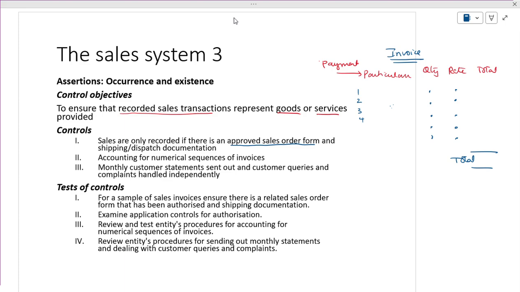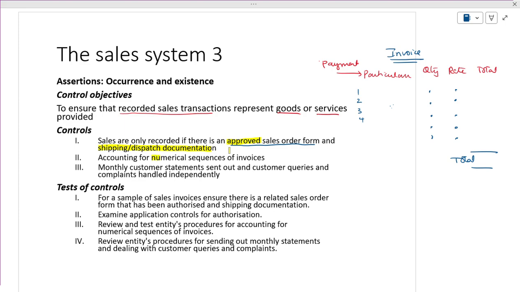What are the controls? You will record only those sales which have been approved. That means once you are entering the data, the person who is entering it will see whether it has been approved or not. If it has the initials, the signature, and the approval stamp, then only he enters those invoices. That is the control. The moment you are entering, you will see whether it has been approved, with stamp and signature. And shipping and dispatch documents. Sales are recorded only if there is an approved sales order form.